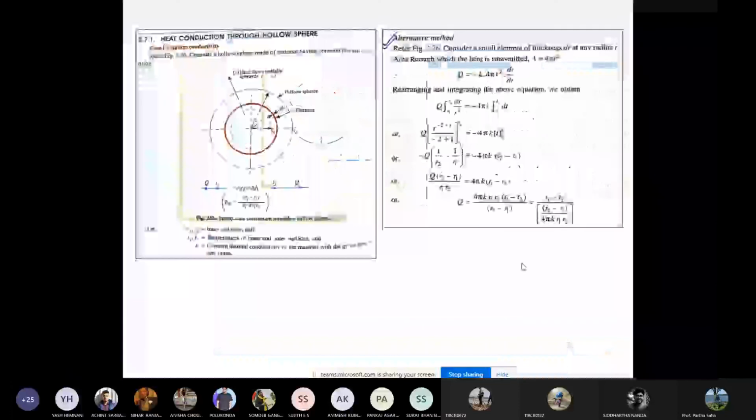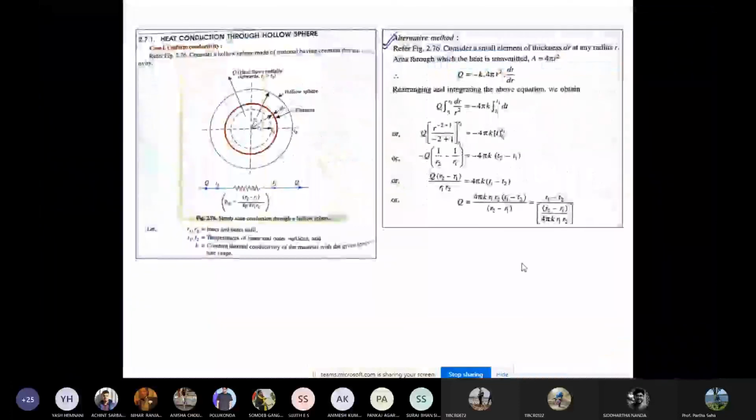So let us talk about heat conduction through hollow spheres. As you can see, this is a hollow sphere having inner and outer radii R1 and R2 respectively. The respective temperatures are T1 and T2 at the inside and outside, and K is the thermal conductivity of the material. So how do we approach this problem? We consider a small element of thickness dr at any radius r, and the heat loss happens through it over an area of 4πr². Using Fourier's law, Q = −KA dT/dr, where A is replaced by 4πr².